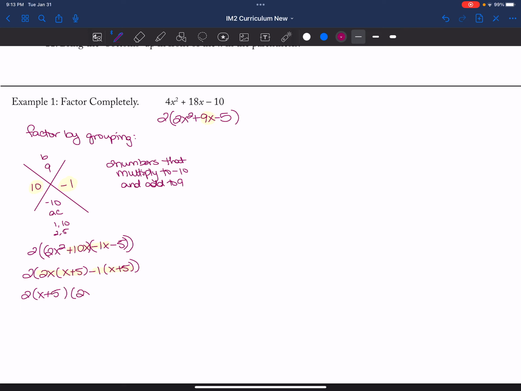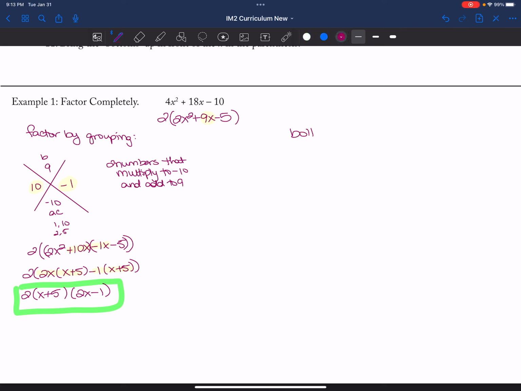And then what I'm left with is a 2x minus 1. And that is actually your answer, but in a factor by grouping way. Okay, so now what's the way that I want you guys to do it?